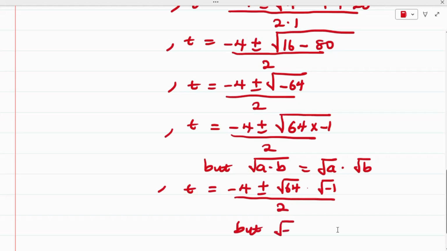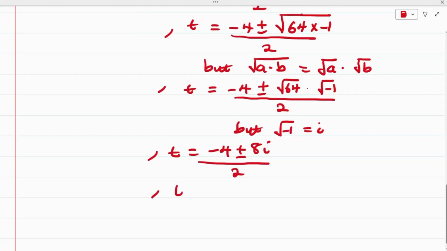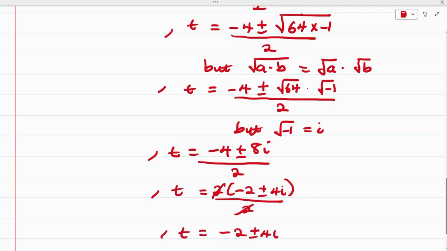But the square root of negative 1 is equals to i, which is a complex root. So we have that t is equals to minus 4 plus minus the square root of 64 is 8i, divide what? 2. Now we've gotten the i because of the square root of negative 1, alright? So at this point, we have that t is equals to factor out 2 from the numerator. We have minus 2 plus minus 4i divide what? 2. So this we cancel out this. So we have that t is equals to minus 2 plus minus what? 4i.